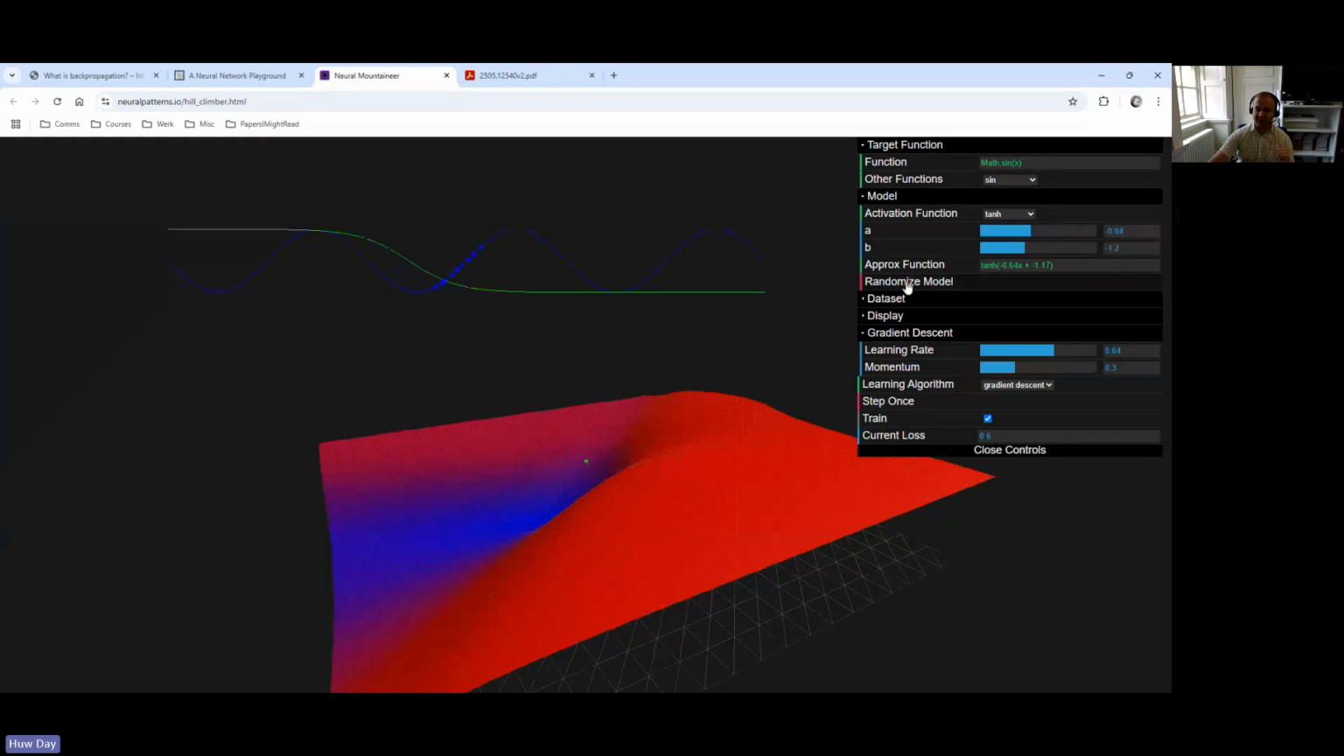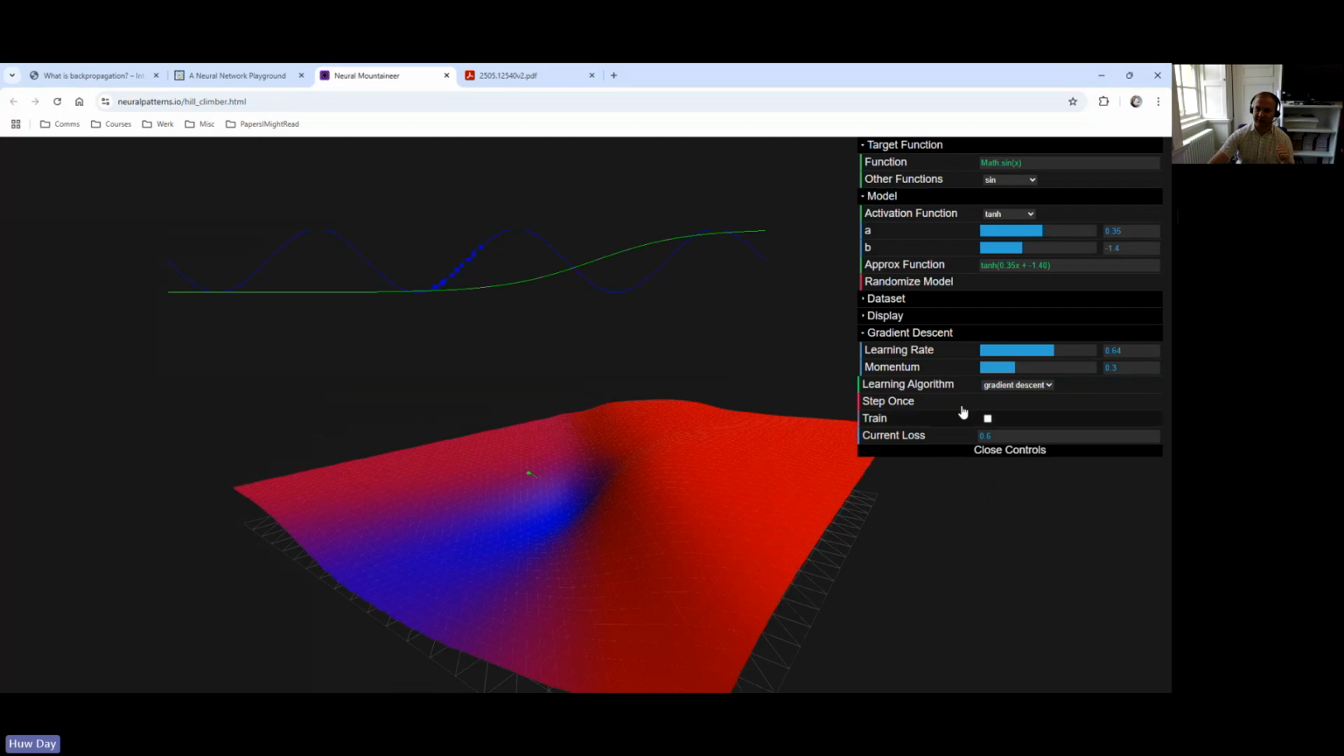So if I randomize my model again and turn off train for a second, what we're essentially doing is going downhill until we find somewhere that's relatively flat, like this section here. So hopefully that process makes sense.